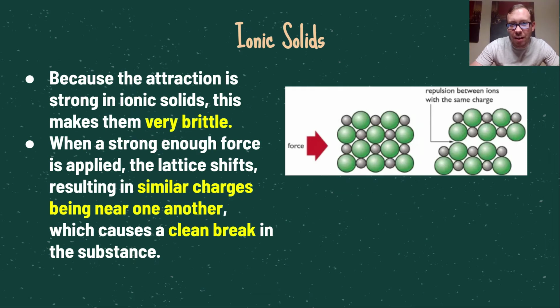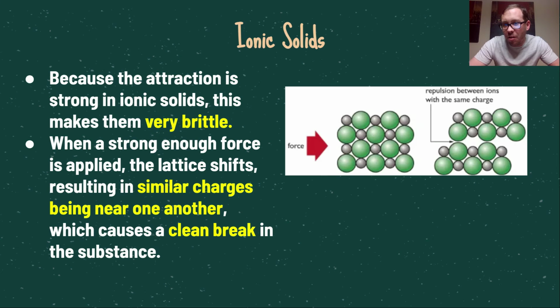Let's go back and reflect on the attraction between the positive and negative ions of an ionic solid. Those attractions are very strong, and that makes ionic solids very brittle. So when a strong enough force is applied, the lattice actually shifts, resulting in similar charges being near one another. This is something we discussed in a previous slide. This causes a clean break in the substance. So when you actually break ionic solids, you see a very clean surface when it breaks.